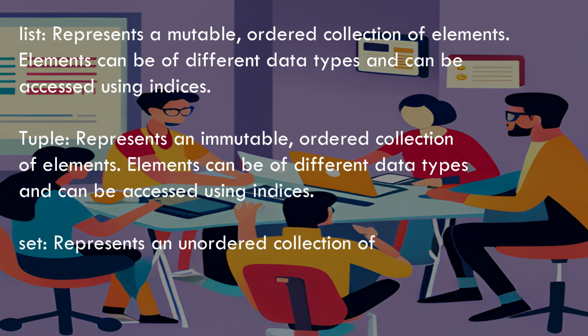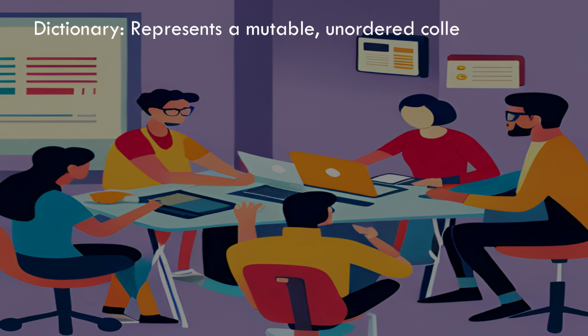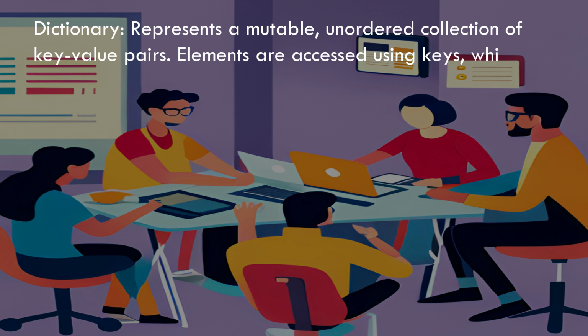Set represents an unordered collection of unique elements. Duplicates are not allowed. Dictionary represents a mutable, unordered collection of key-value pairs. Elements are accessed using keys, which must be unique.